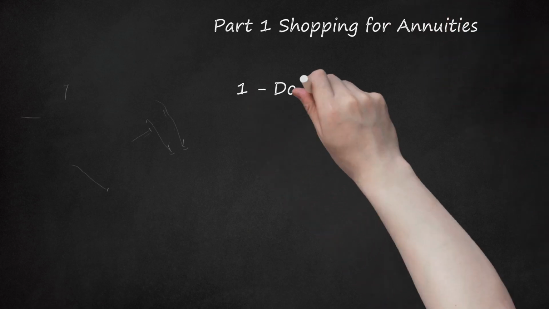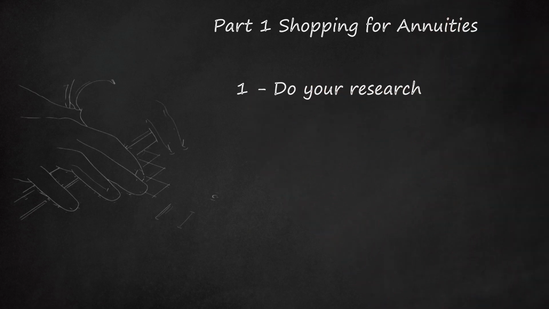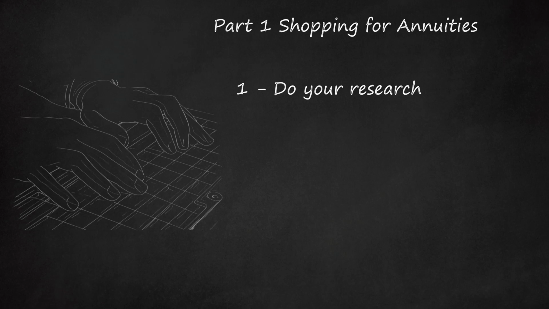Part 1: Shopping for Annuities. 1. Do your research. Annuities come in a variety of shapes and sizes. Each type of annuity has its benefits and drawbacks. In order to choose the annuity that fits your needs, you need to do extensive research to help you understand the options you have. Start by searching annuity options online. A lot of insurance companies, brokerage firms, and mutual fund companies will have information about their offerings online. For example, Edward Jones and Ameriprise both have online resources to help you learn about annuity options.